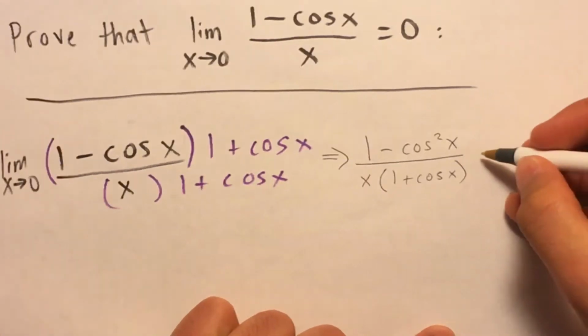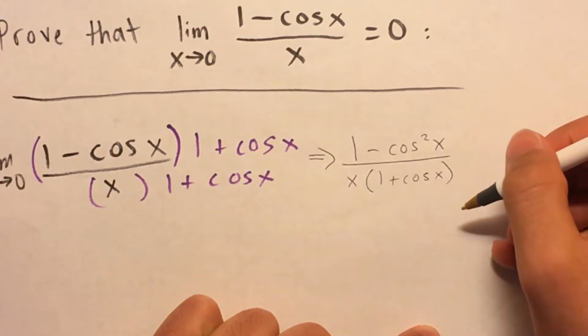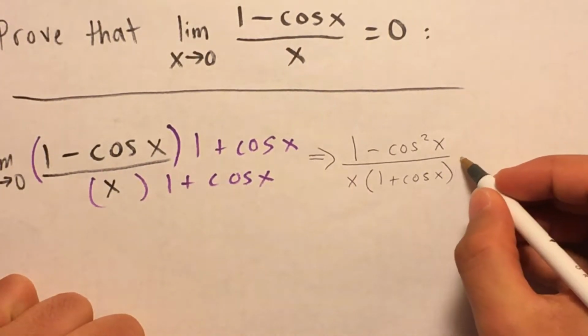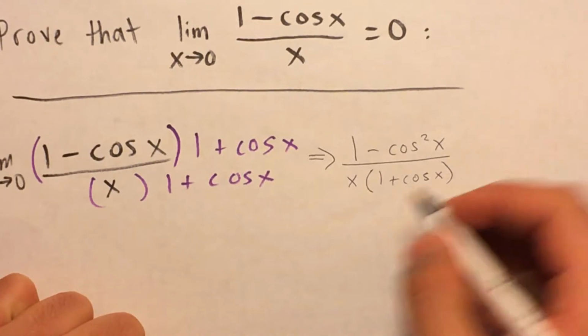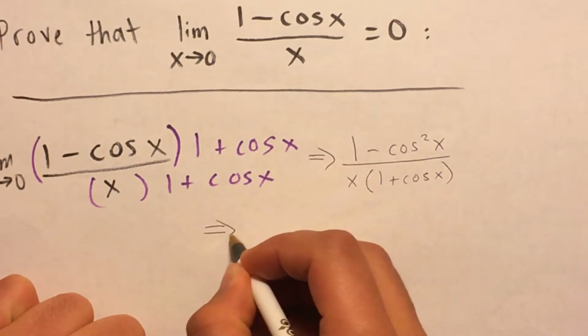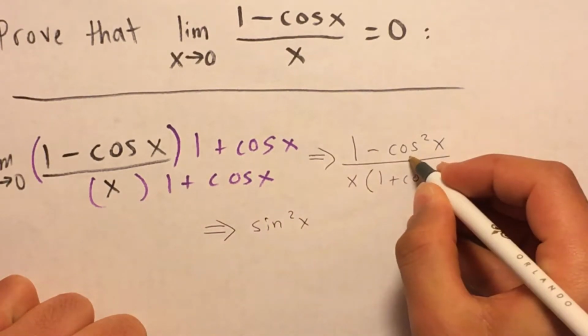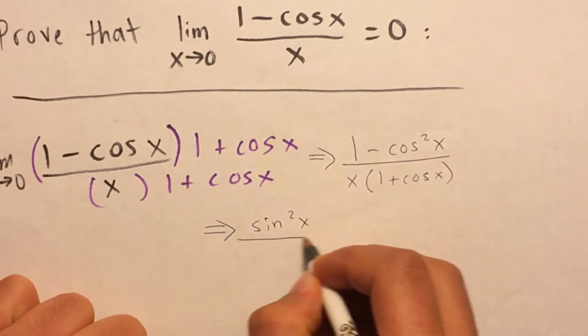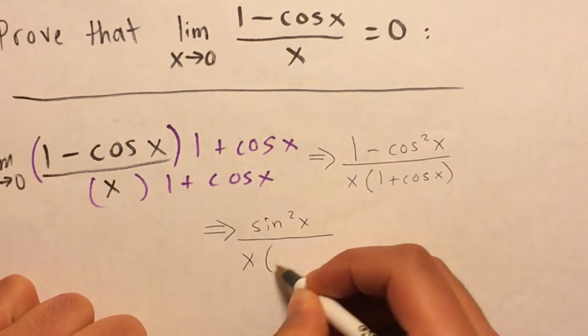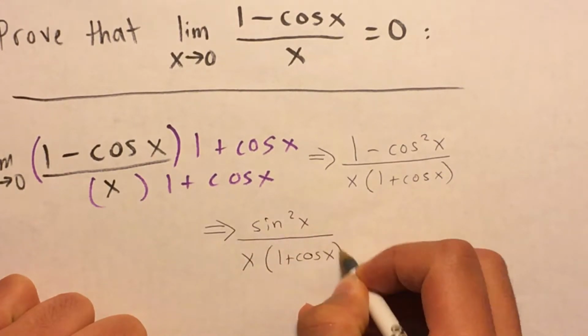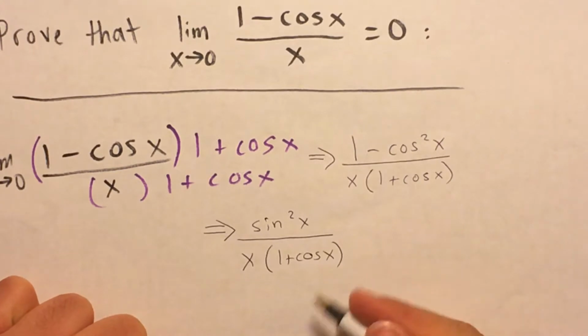Alright? And then, if you look at your trig identities, 1 minus cosine squared of x is equal to sine squared of x. So let's continue right here. So now we have sine squared of x instead of 1 minus cosine squared of x over x, and then 1 plus cosine of x. We haven't done anything on the bottom yet. Just keep it the way it is.